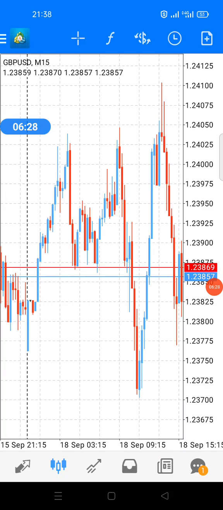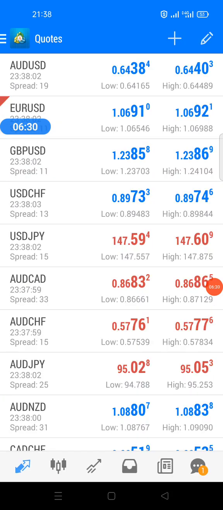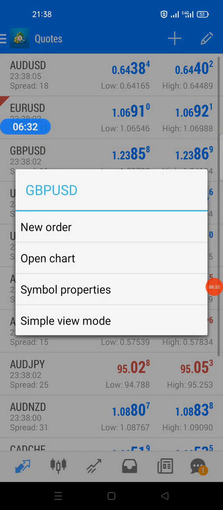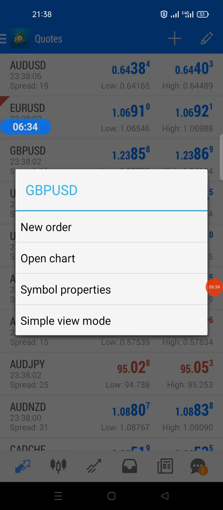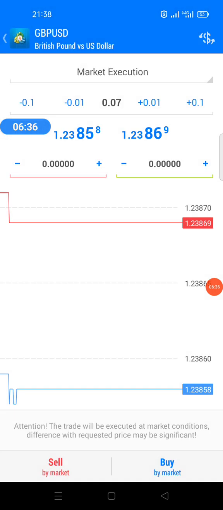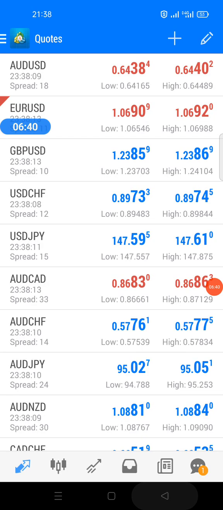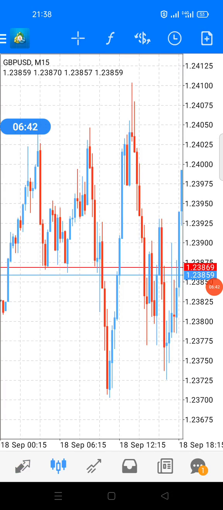Let me take you back to it. First window, for example, GBP USD, click on it. The new order you saw before, that's the same thing you are seeing on the second window. This is the same page. Now let's go back to the second page, which is your second window.